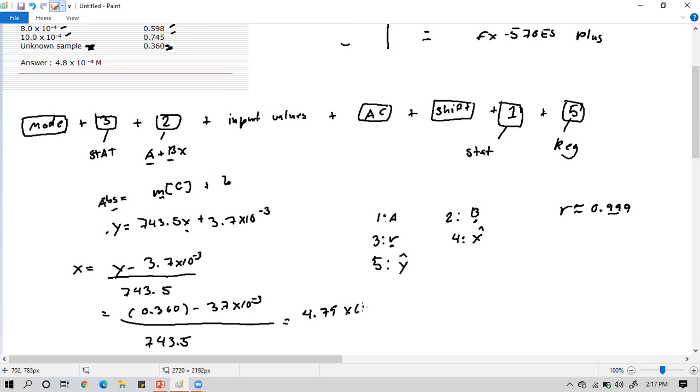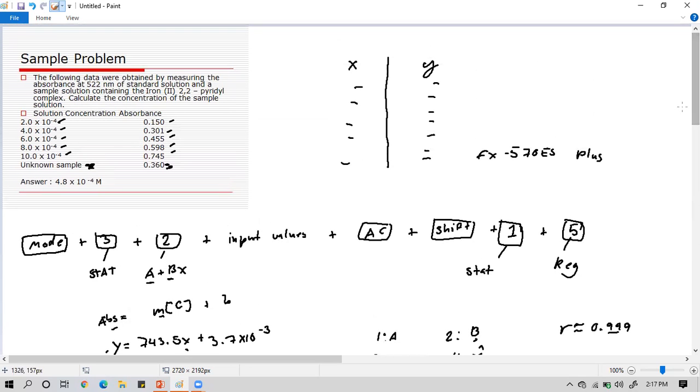4.79 times 10 raised to negative 4 molarity. So that's how you get a value for the unknown, the concentration of the unknown sample given its absorbance. So take a screenshot, guys, so we can proceed to our next problem.